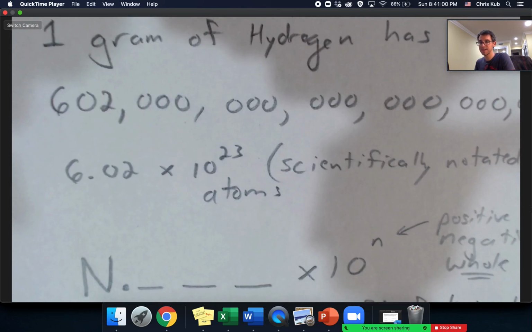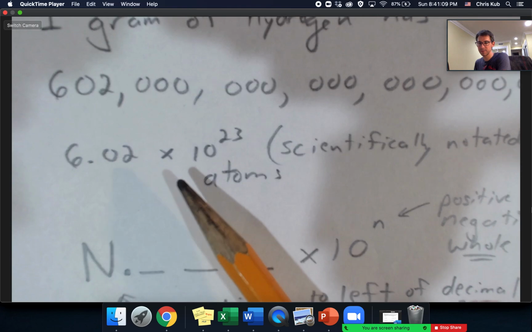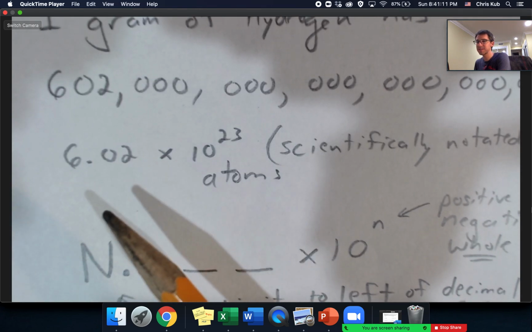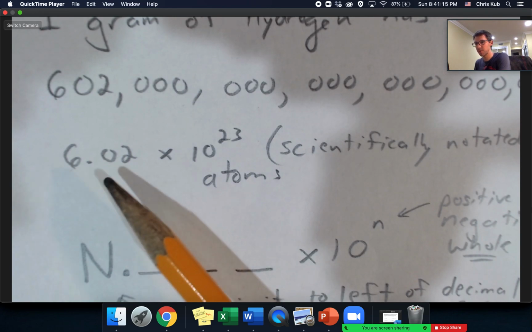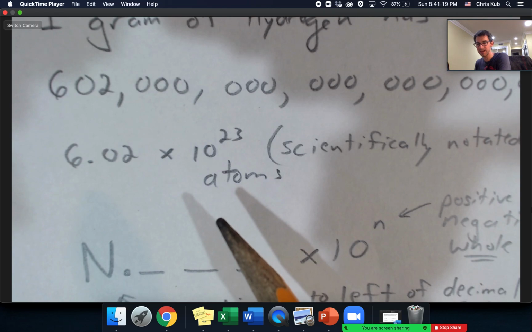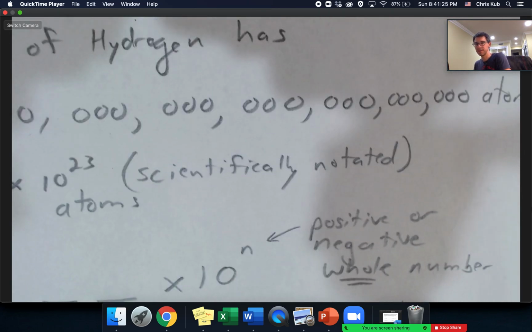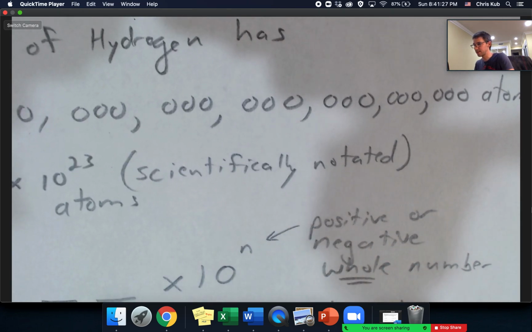So that's really kind of inconvenient for someone to write, but also for the reader to read. And so when we're dealing with really large or small numbers, we write numbers in scientific notation. It's much better just to say there are 6.02 times 10 to the 23 atoms of hydrogen in a gram of hydrogen. That is much quicker and easier to read. So this number is scientifically notated.